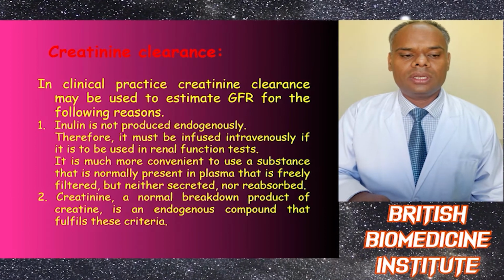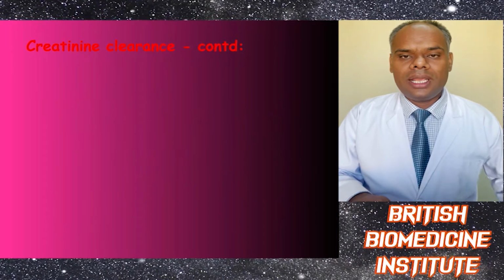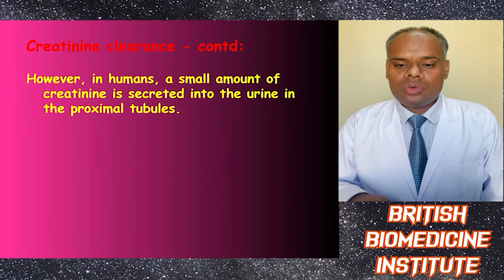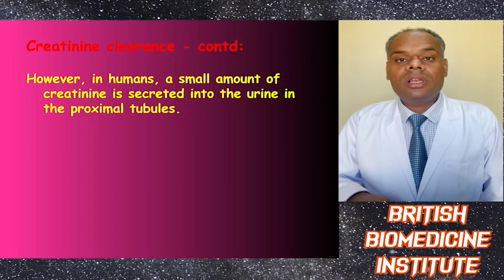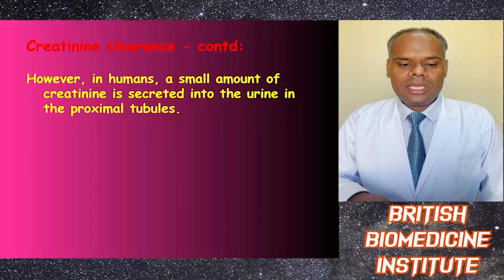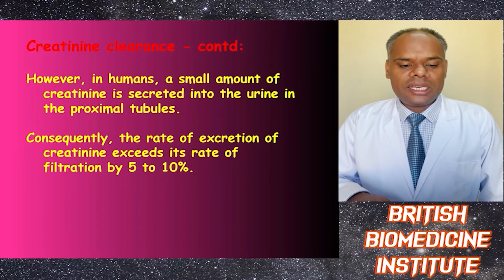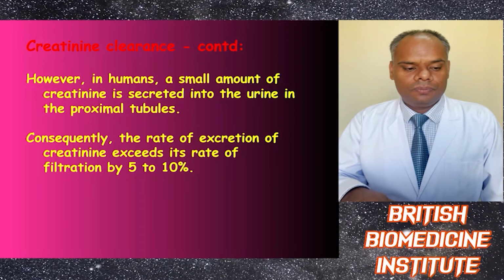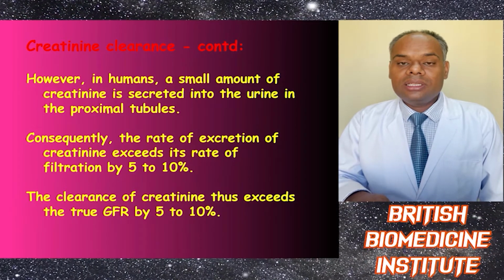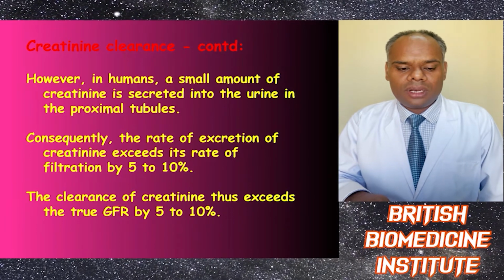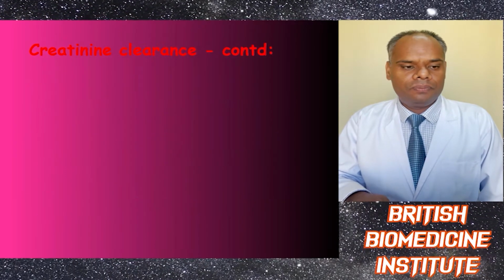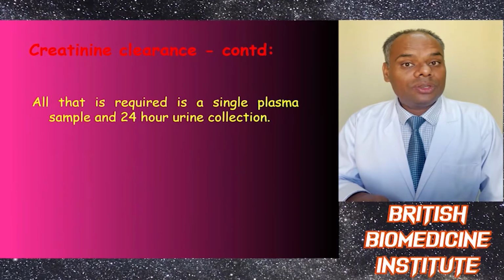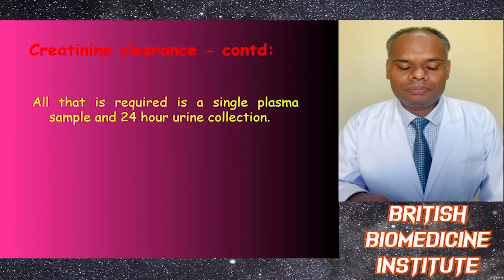However, in humans, a small amount of creatinine is secreted into the urine in the proximal tubules. Consequently, the rate of excretion of creatinine exceeds its rate of filtration by 5 to 10%. The clearance of creatinine exceeds the true GFR by 5 to 10%. All that is required is a single plasma sample and 24 hours of urine collection.